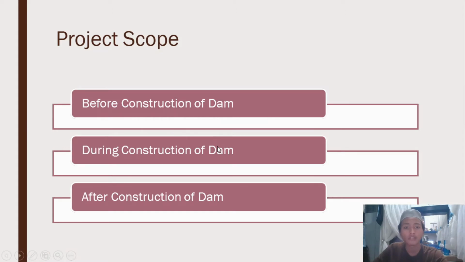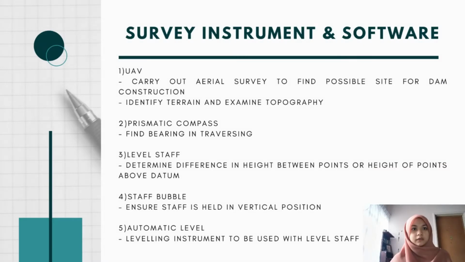So now we will be moving on to survey instrument and software. So there are several survey instruments and software that will be needed in order to survey and construct the dam. So firstly is UAV to carry out aerial survey to find possible site for dam construction and to identify terrain and examine topography. Second, prismatic compass to find bearing and traversing.